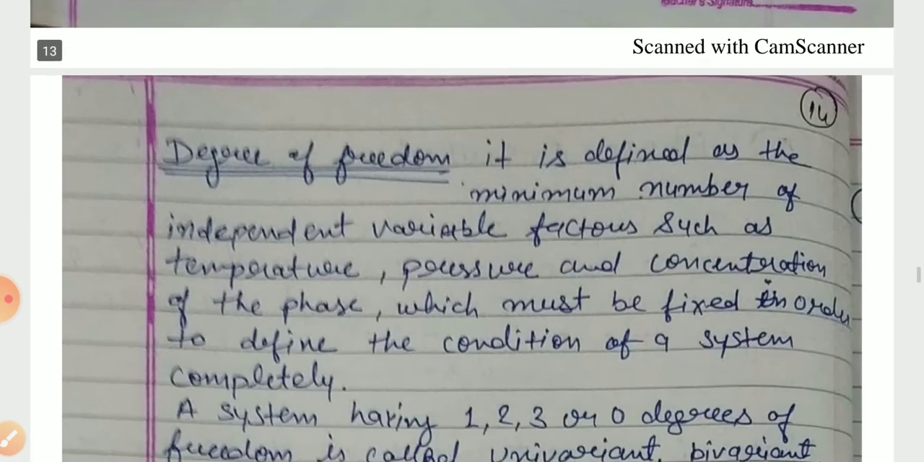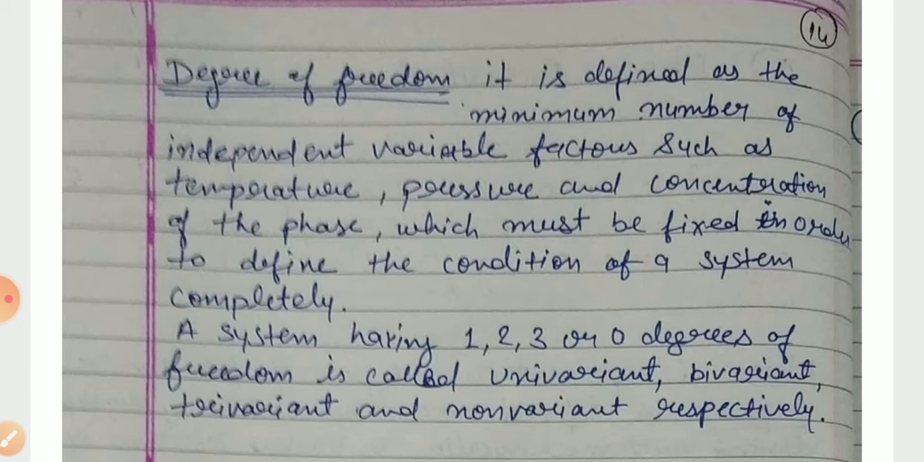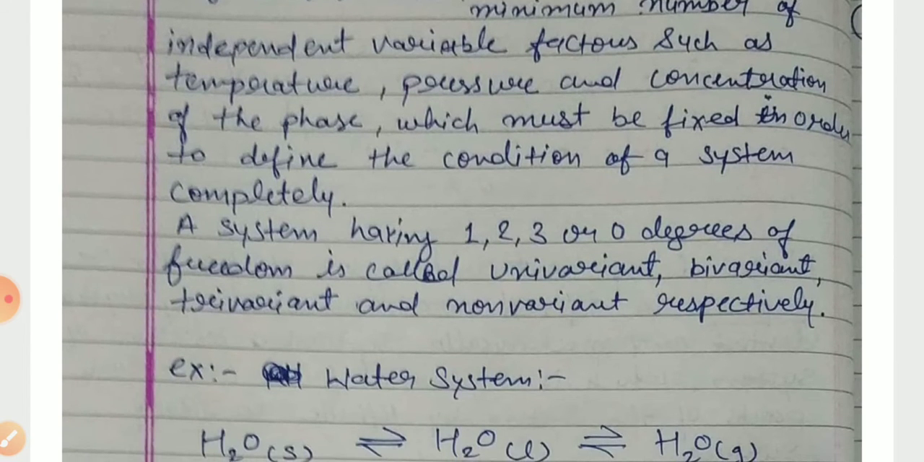Next is the degree of freedom. What is the degree of freedom? It is defined as the minimum number of independent variable factors such as temperature, pressure and concentration of a phase, which must be fixed in order to define the condition of a system completely. A system having 1, 2, 3 or 0 degrees of freedom: for 1 degree of freedom it is called univariant, for 2 degrees it is called bivariant, for 3 degrees it is called trivariant, and for 0 degrees it is called a non-variant system.